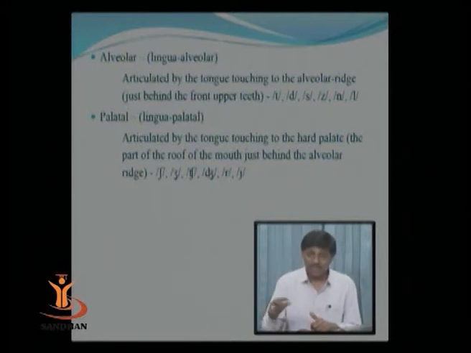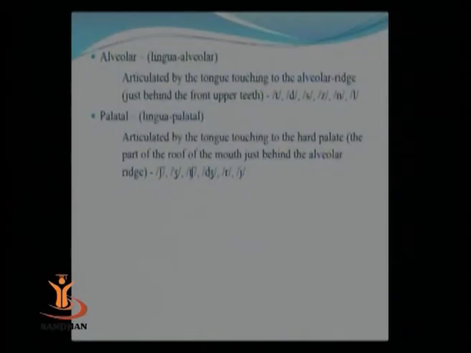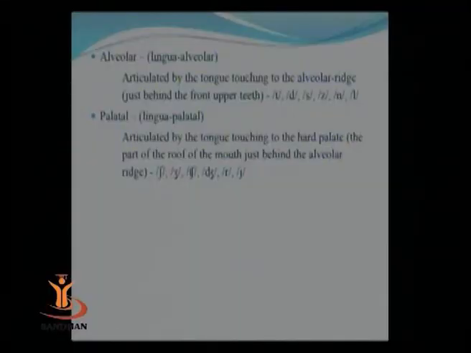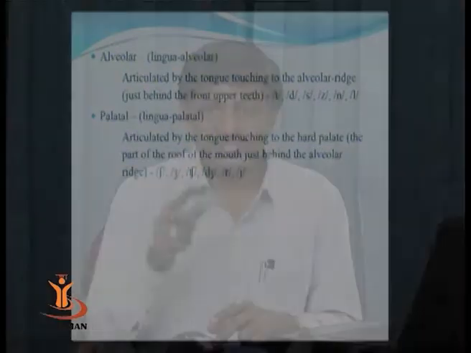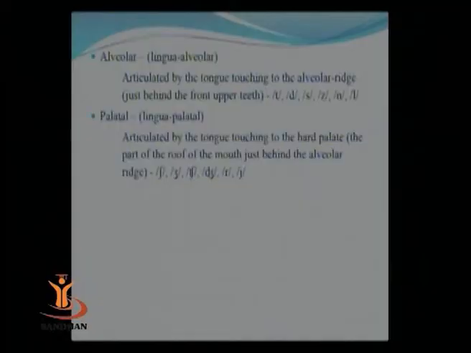Sh is a fricative, meaning the passage is not closed completely, and that's why there is a gap between these two articulators, the hard palate and the tongue, and air can pass through this gap. That's why it is sh, zh, as in pleasure, measure. Then it is ch, j, r, y. So these six are palatal sounds, lingua palatal, articulated by the tongue touching the hard palate: sh, zh, ch, j, r, y.